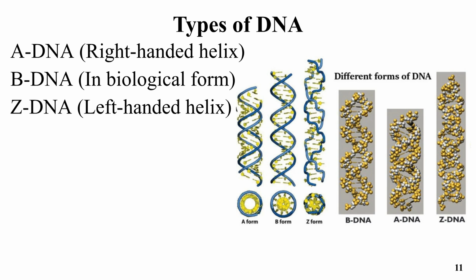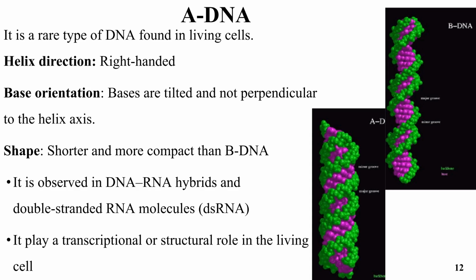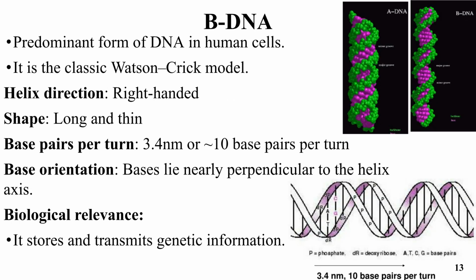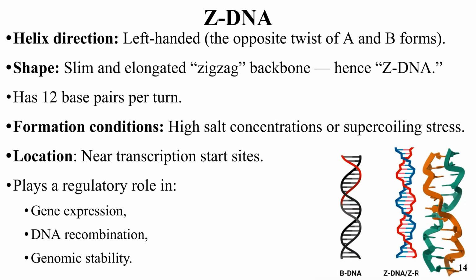There are three main types of DNA: A-DNA, B-DNA, and Z-DNA. A-DNA is a right-handed helix, shorter and more compact than B-DNA. It is rare in living cells and is observed in DNA-RNA hybrids and double-stranded RNA molecules. B-DNA is the predominant form in human cells and the classic Watson-Crick model. It is a right-handed, long, and thin helix responsible for storing and transmitting genetic information. Z-DNA is a left-handed helix with a slim, elongated zigzag backbone. It typically forms under high salt concentrations and plays a regulatory role in gene expression and genomic stability.